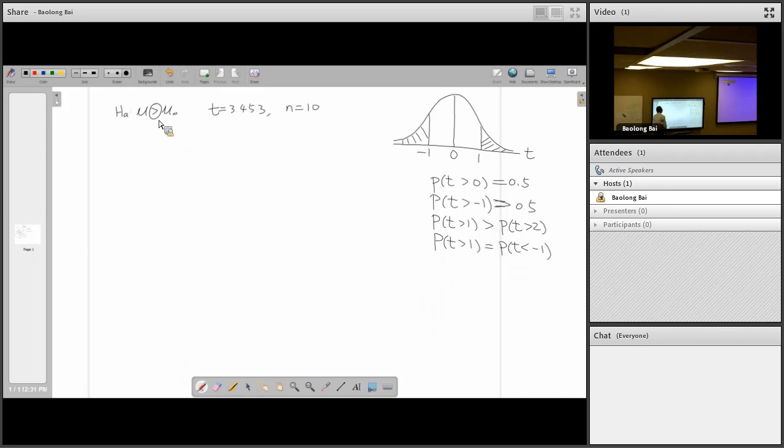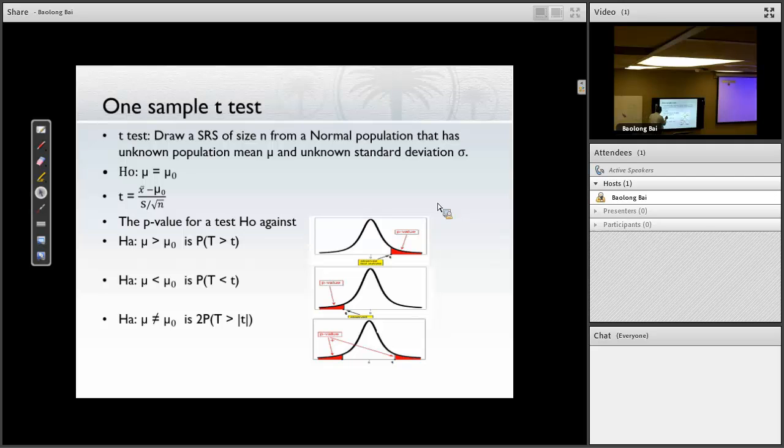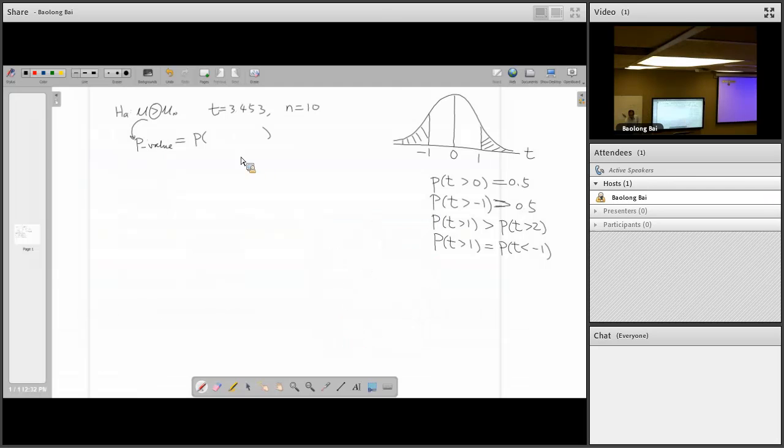Right, so basically we have a greater than sign. The alternative hypothesis will determine the p-value form. The p-value will be a probability of an event that we need to remember here, right? So we have a greater than sign, the p-value will take this form: probability of t greater than calculated t. Then what is calculated t? This is right here, 3.453, right? Then replace it: t greater than 3.453.